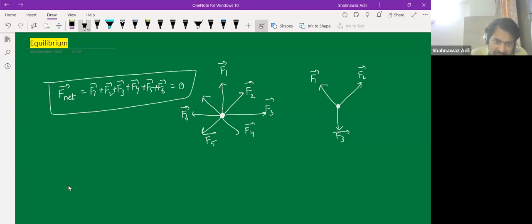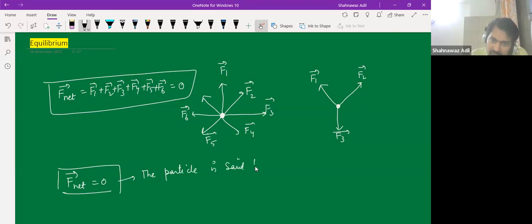So if the total forces are cancelling out, then the object or the particle is said to be in equilibrium, right? That is the definition. So that is what we know about the equilibrium condition, right? Is that clear to you?